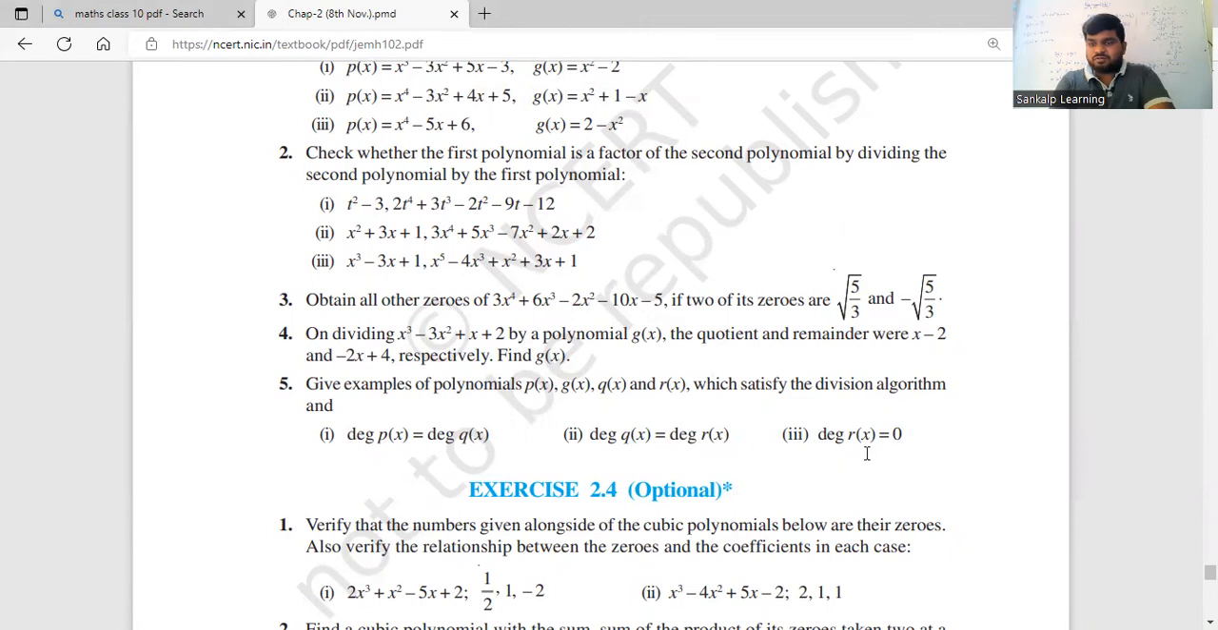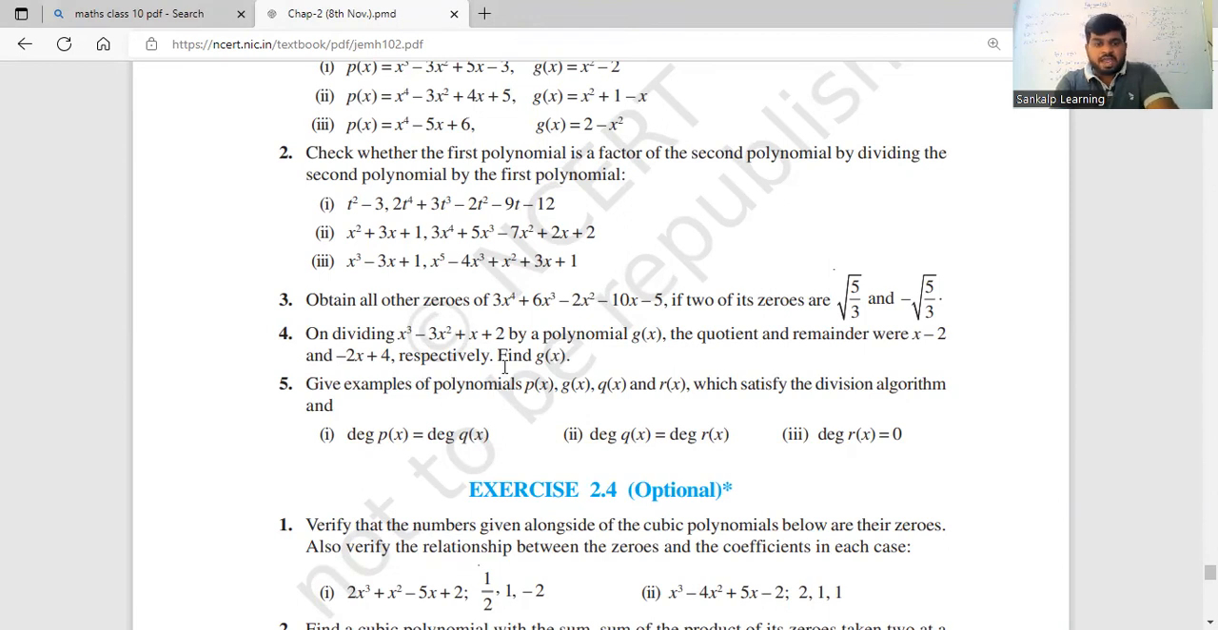When do you say degree of r of x is 0? If you get the remainder as a constant number. In one of the problems that we solved, we got the remainder as a constant number, 8 or something. That can be an example. Degree of q of x is equal to degree of r of x. The previous problem itself, the fourth one, as you can see, the quotient is what? x minus 2, and the remainder is what? Minus 2x plus 4. Both the degrees are what? Same, isn't it? That itself is an example.